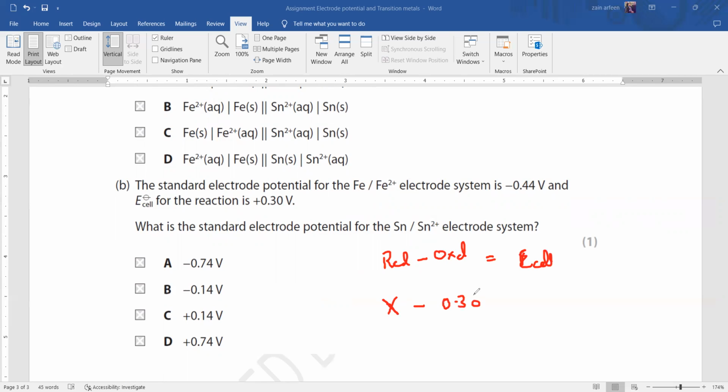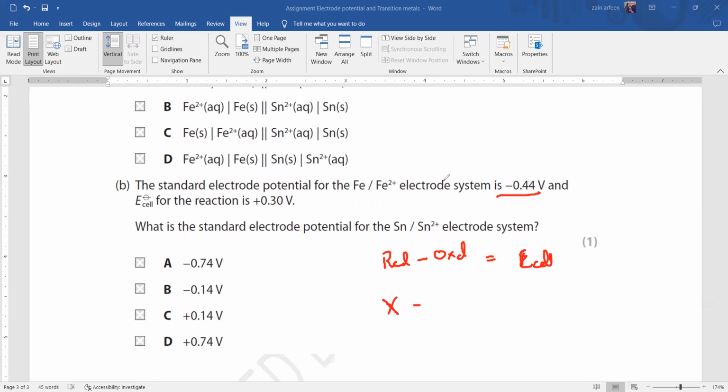which is minus 0.44, equals the cell voltage, 0.30. So, sorry, this was reduction minus oxidation.